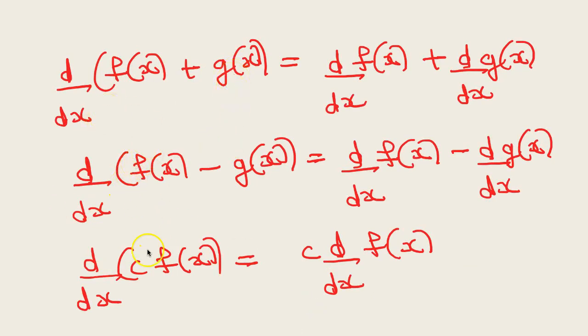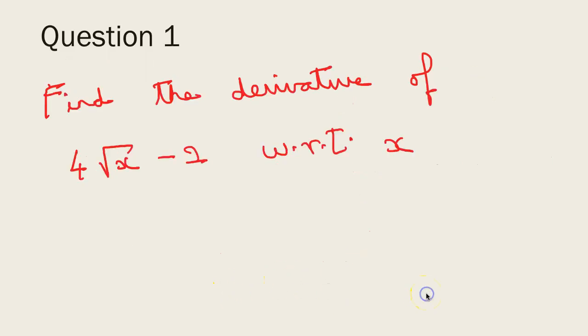Derivative of f of x plus g of x is derivative of f of x plus derivative of g of x. Derivative of f of x minus g of x is derivative of f of x minus derivative of g of x. Derivative of a constant times f of x, you can take out the constant, so it is c into derivative of f of x.